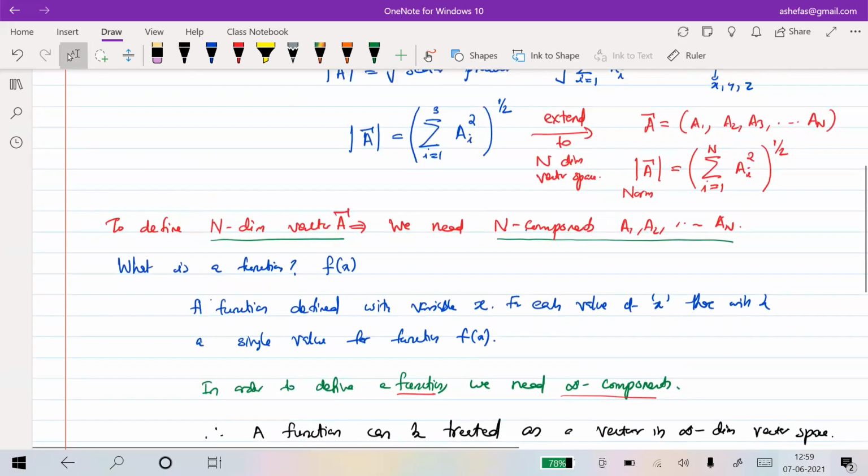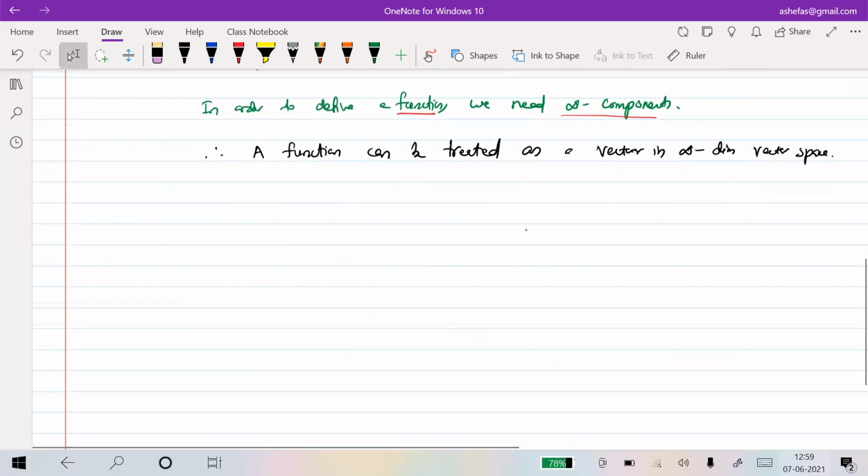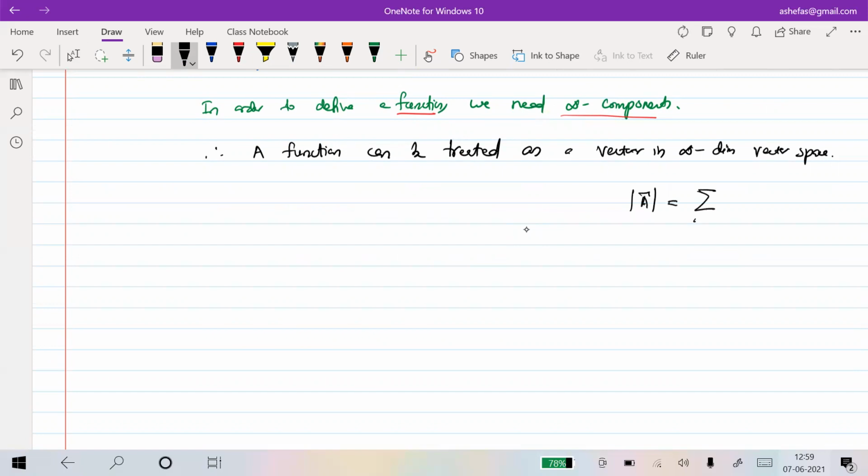So we know how to define the norm of a vector. The norm of a vector is simply the sum over i equal to 1 to n of a_i squared, all raised to 1 by 2. Then how will you define the norm of a function?